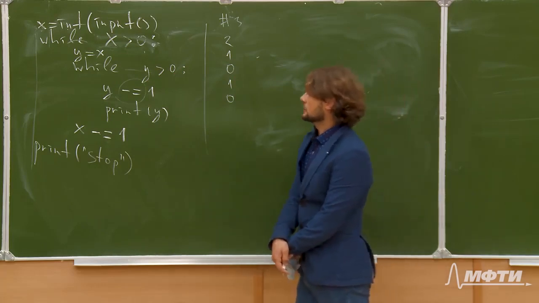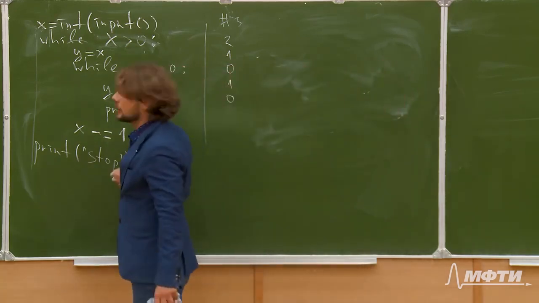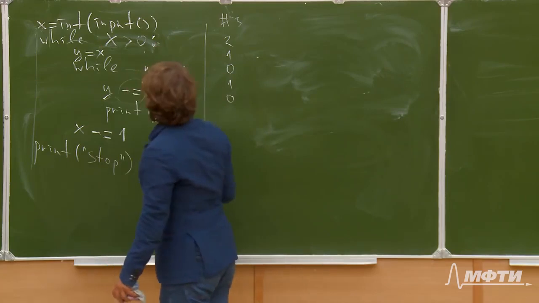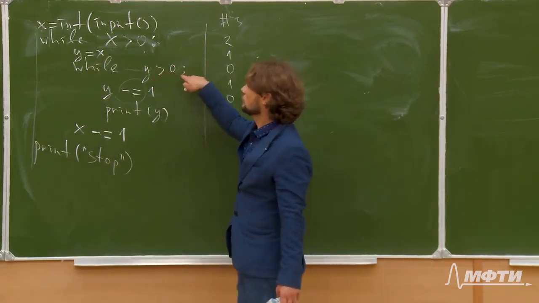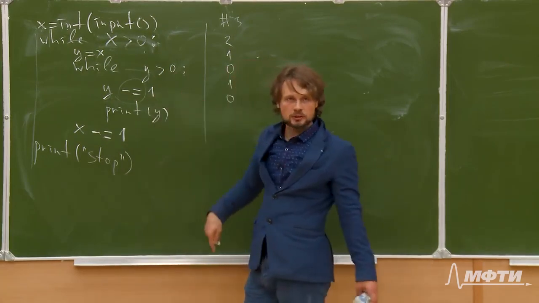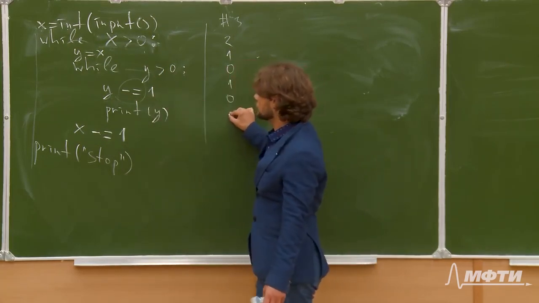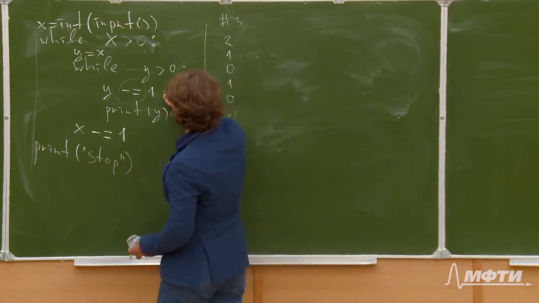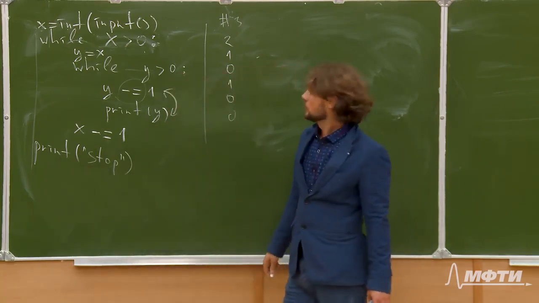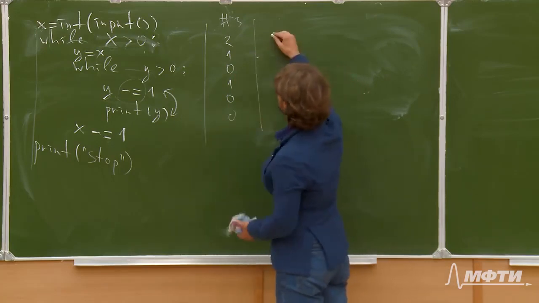X becomes equal to 1 already. 1 is greater than 0. The x is copied to the y. 1 is greater than 0. The y decreases by 1, becomes 0, and this 0 is printed. Well, it might be more beautiful if I rearranged these two instructions in places. Because if I rearrange them, then what will I have?